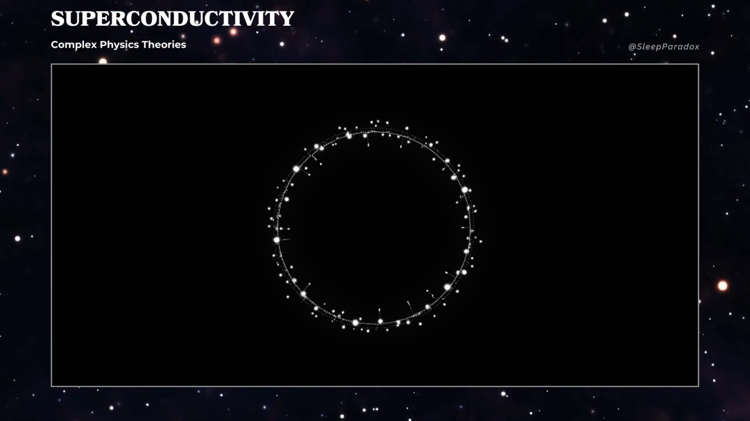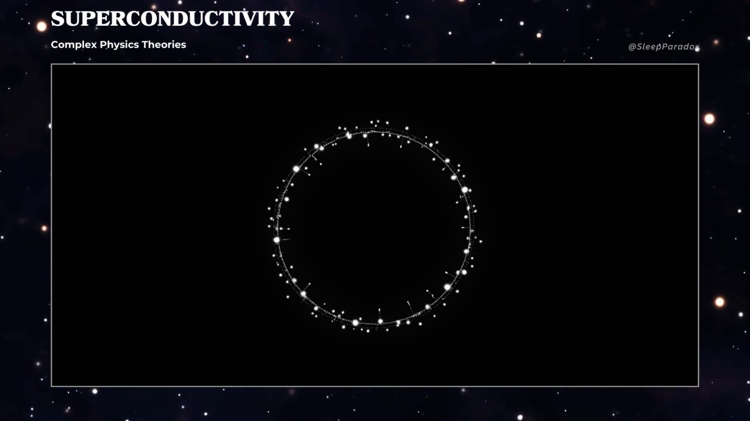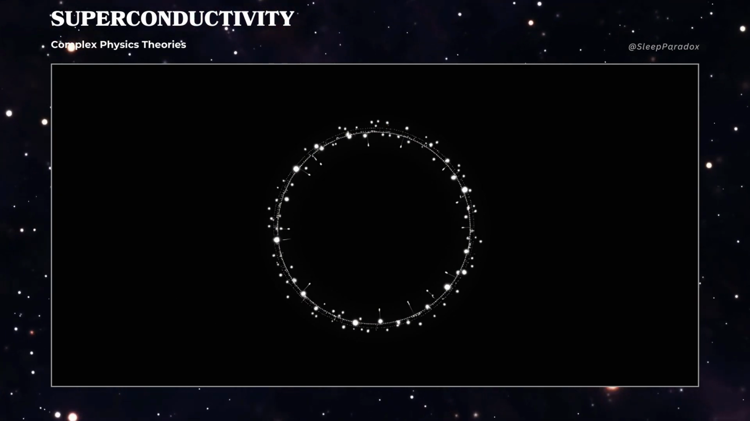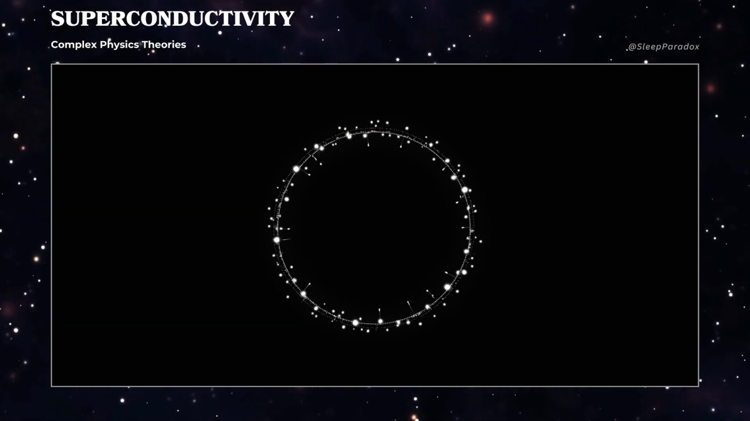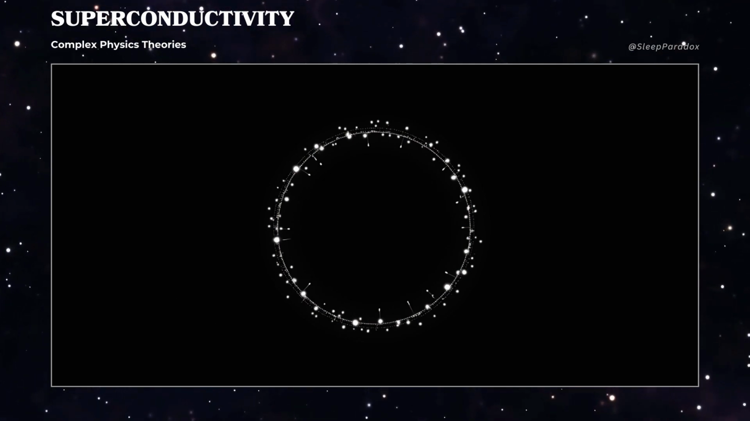Superconductors have many practical applications. They're used in magnetic resonance imaging, or MRI machines, which require strong and stable magnetic fields.